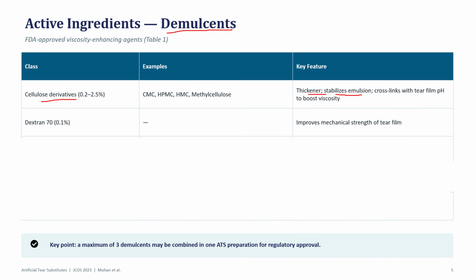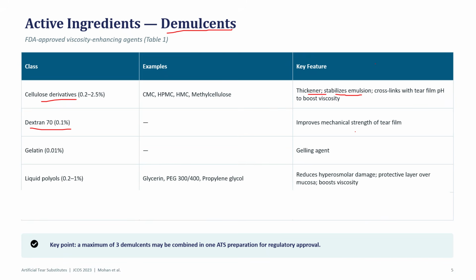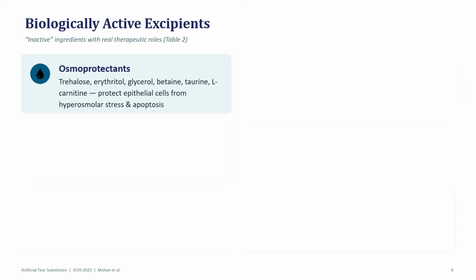Next, dextran can be one more demulcent which improves the mechanical strength of the tear film. Next can be gelatin, which is a gelling agent. The polyols like polyethylene glycol and polypropylene glycol reduce the hyperosmolar damage. Or the polymers like carbomer, PVA, and povidone, which integrate with the lipid layer. So you have to remember that a maximum of 3 demulcents may be combined in one artificial tear supplement for regulatory approval.